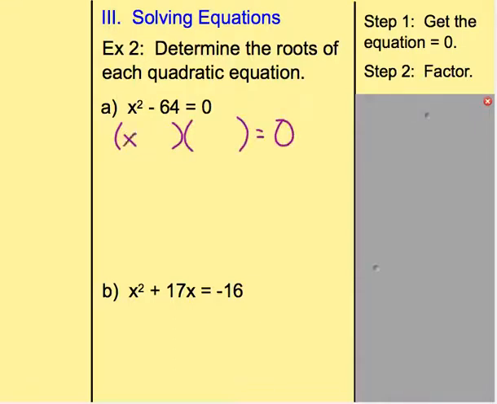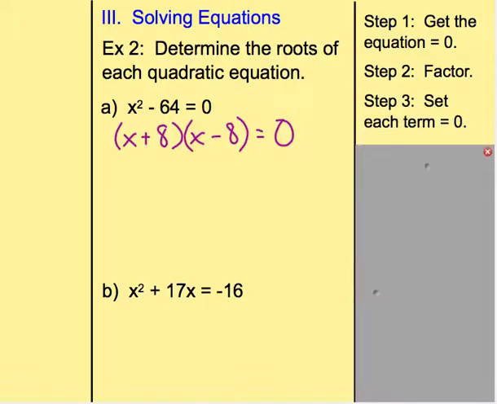Square root of x squared is x. Square root of 64 is 8. One positive, one negative. After we factor, we set each term equal to 0. So this is the zero product property. If you are multiplying two terms, notice we have term 1 times term 2 equals 0. That means one of my two terms must be equal to 0. So either x plus 8 equals 0 or x minus 8 equals 0.